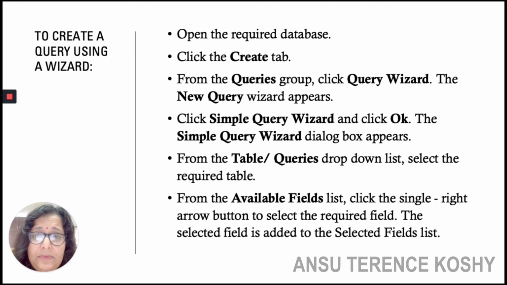So till now, what is happening is you have to open your database and press the Create tab. From that you go to the Queries group. In that you can find the Query Wizard, and the New Query dialog box appears. You have to click on Simple Query Wizard and then press OK. The Simple Query Wizard dialog box appears. From the Tables/Queries drop-down list, select the required table. From the Available Fields list, click the right arrow button to select the required field. The selected field is added to the Selected Fields list.